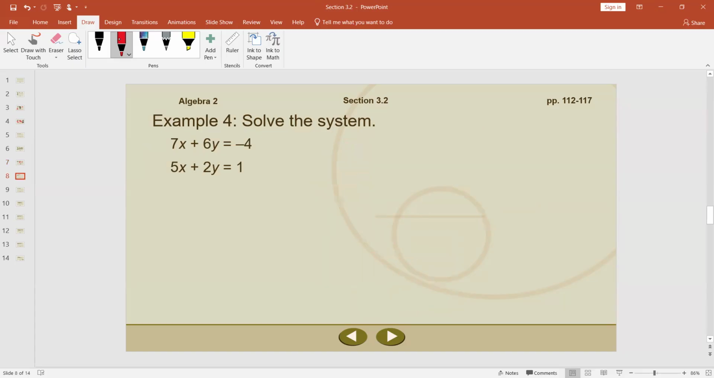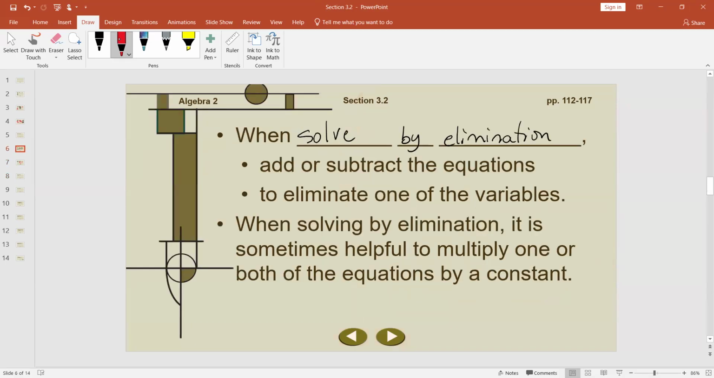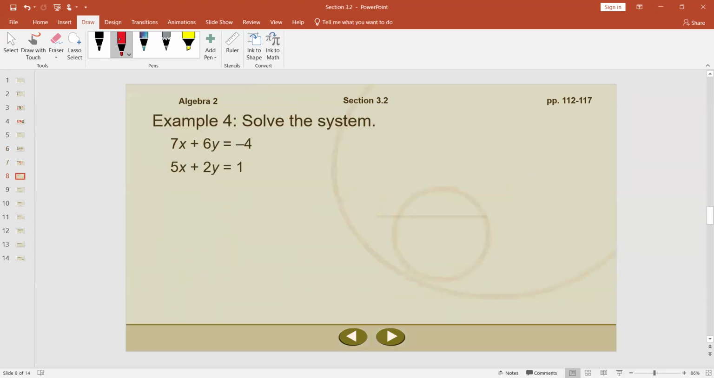All right. This next one is an example. I'm going to go back to my notes here. So when solving by elimination, it sometimes helps to multiply one or both of the equations by a constant. They don't have to be the exact same constant. And let me hold on, give you an example of that.